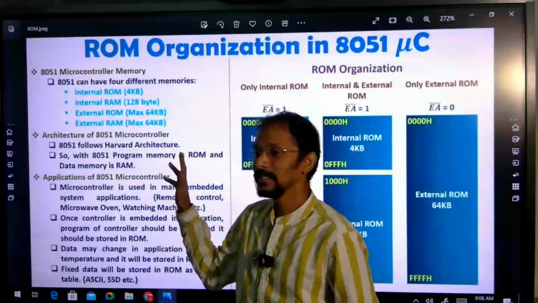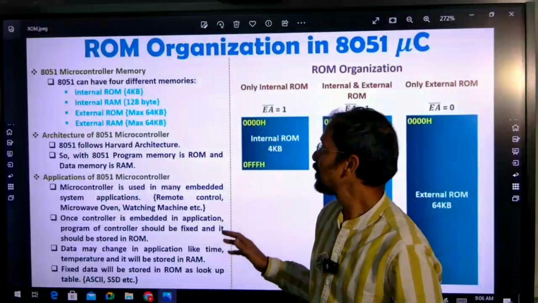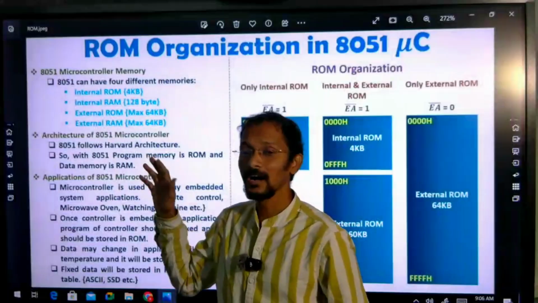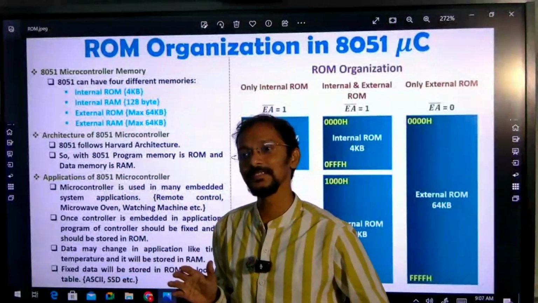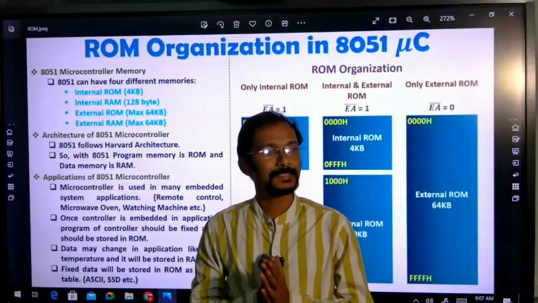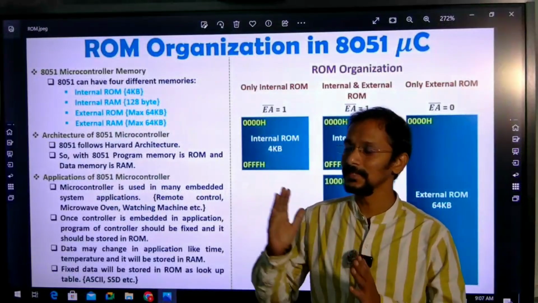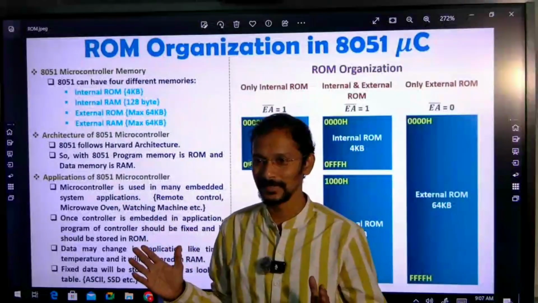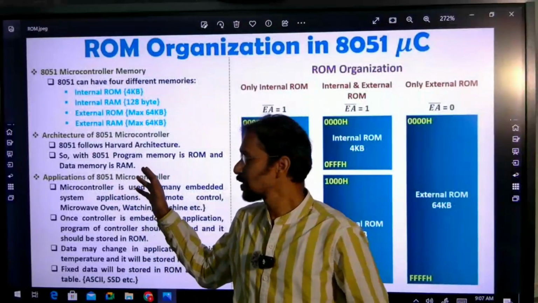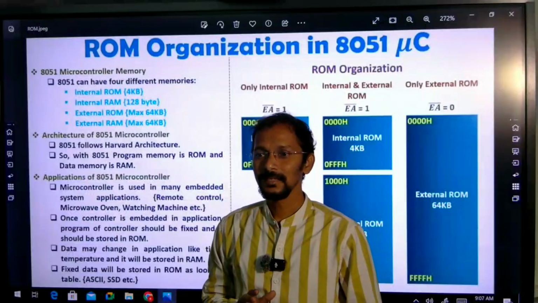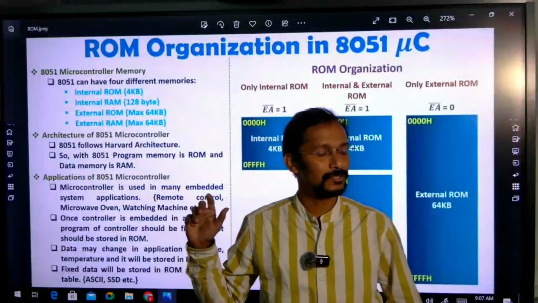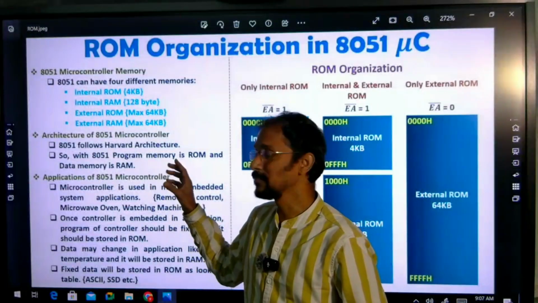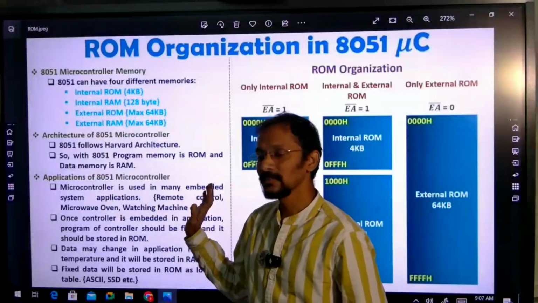Then the architecture of the 8051 microcontroller. We know the 8051 microcontroller uses Harvard architecture. Harvard architecture means they use separate spaces for the memories, like RAM and ROM. They even access the memories through separate buses. RAM uses an 8-bit data bus, and the RAM and the ROM use a 16-bit address bus.